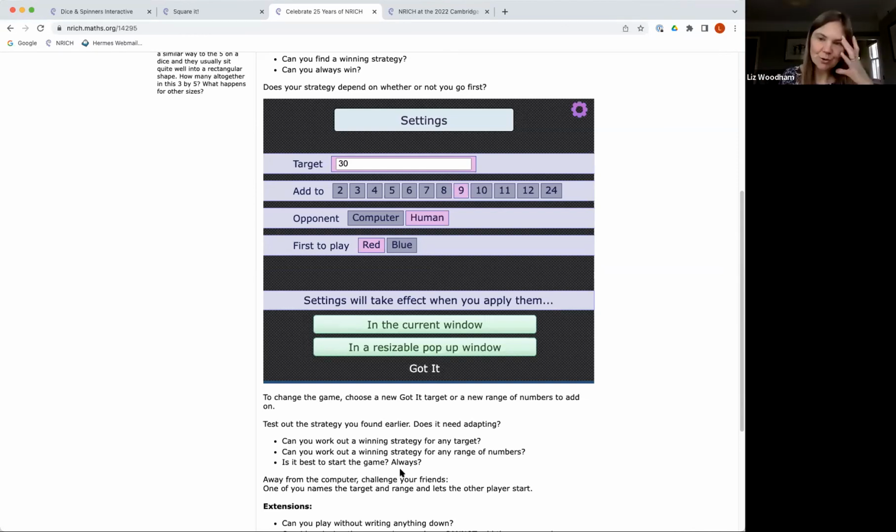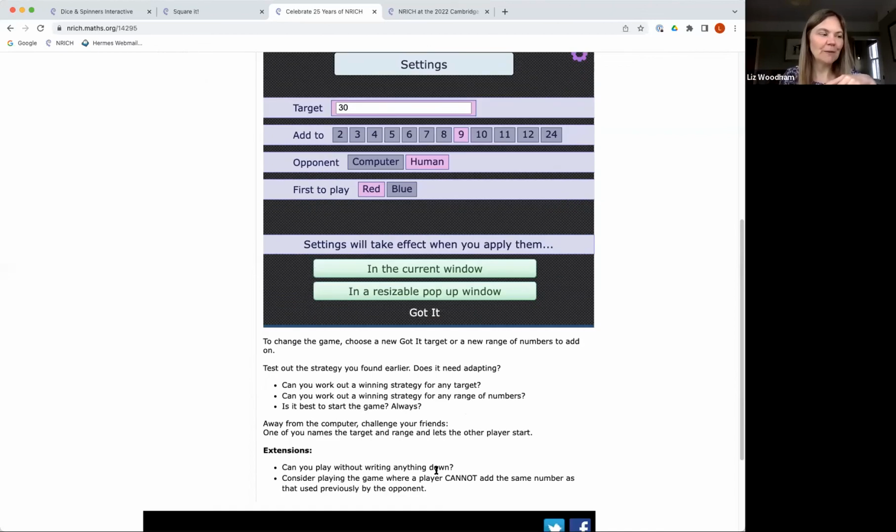So once you think you can win with a particular target number and a particular range of numbers, do think about what would happen. How would you need to adapt your strategy for a different target, for a different range of numbers? Can you articulate how you could win at this game, no matter what the target number and no matter what the range of numbers from 1 to n? And there's a really challenging question at the bottom there for you to have a think about too, should you wish.